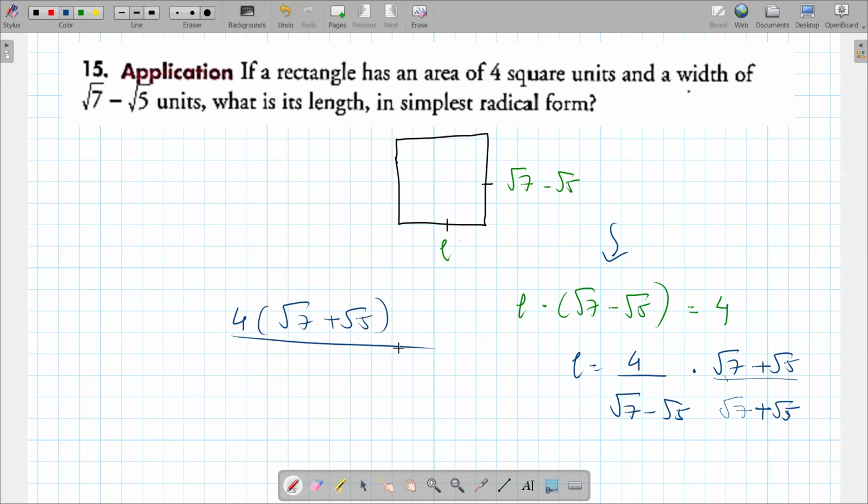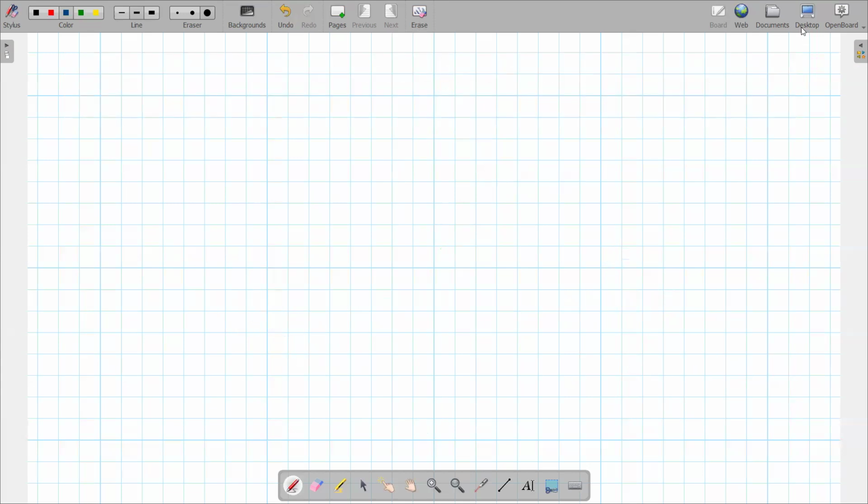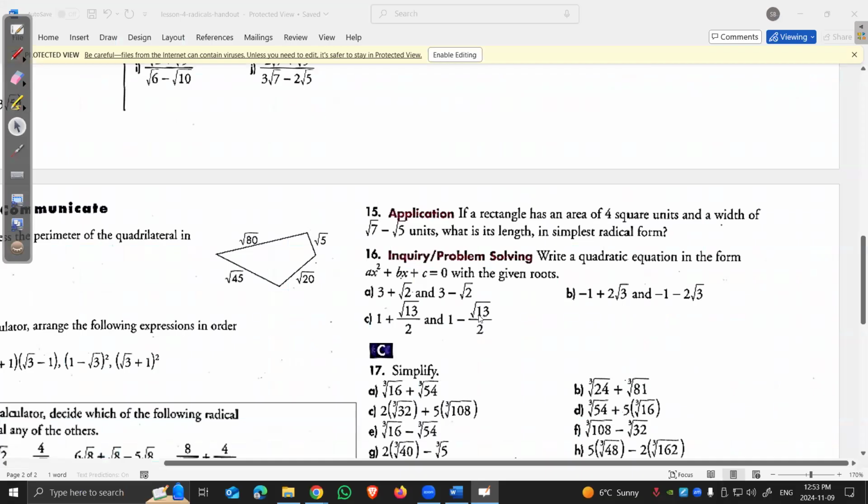In the denominator, you will get something else. What do you get in the denominator? Just 7 minus 5. Yeah, so you just get a 2. So 2 goes into 4 twice, so the final answer here could be 2 root 7 plus root 5. Cool? That's it. Not that difficult.